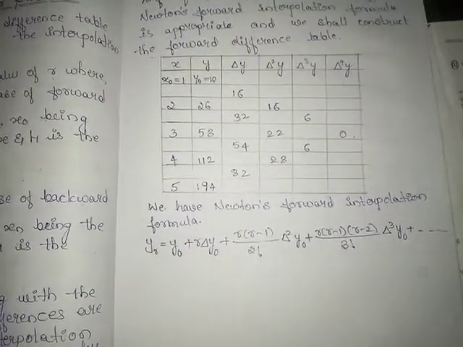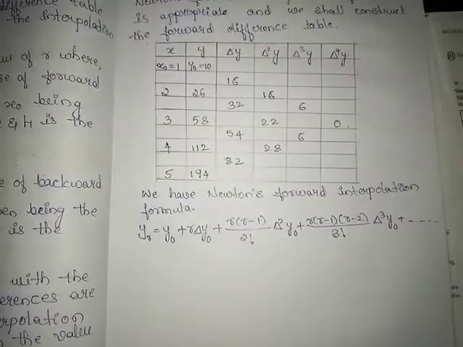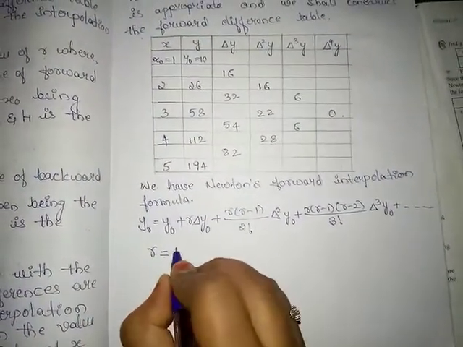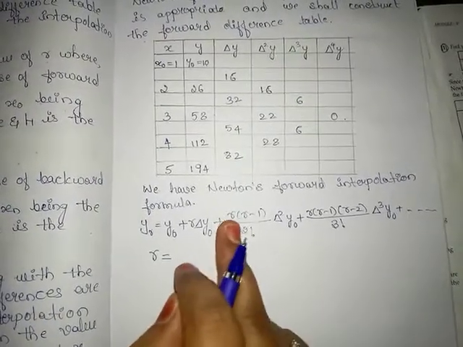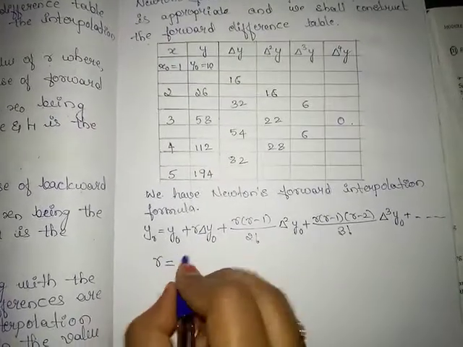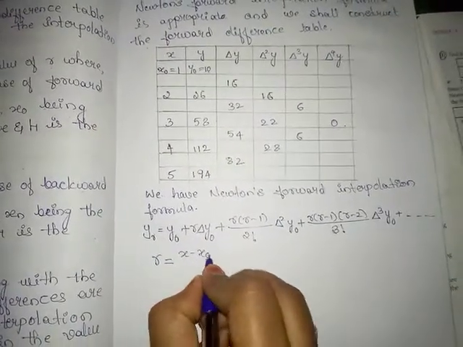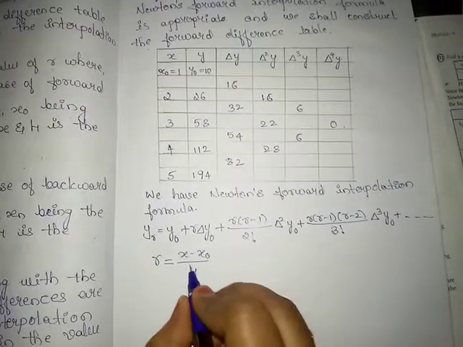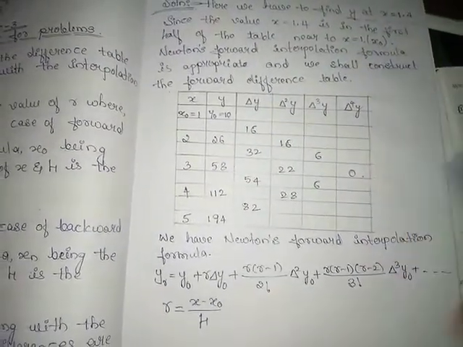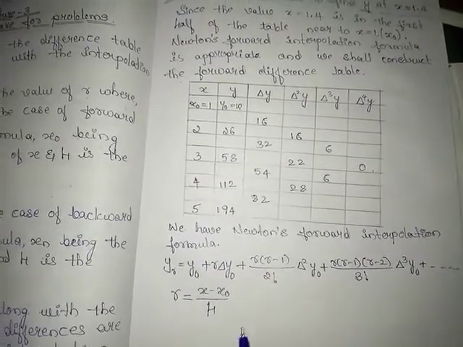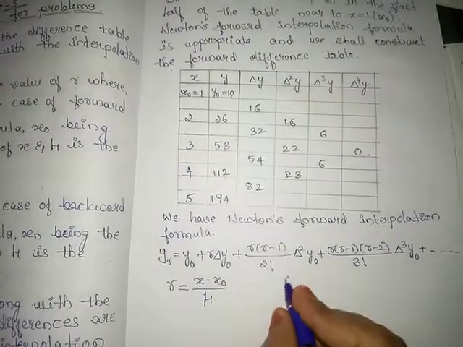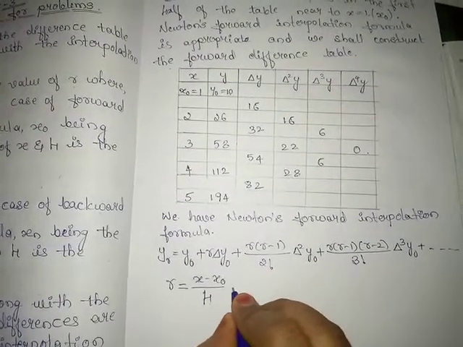Before going to the calculation, first we have to find the value of r. R is equal to what? Here we are using the forward interpolation formula, so the formula for finding r is (x minus x0) divided by h. We know that x is given, that is 1.4, and x0 indicates the first value of the table, and h is a fixed difference here. So what will it be?